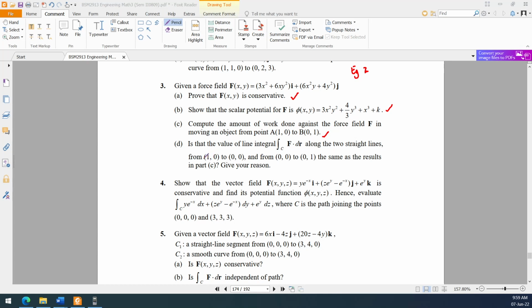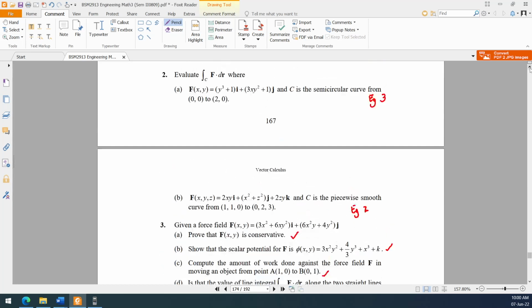You see, starting at (1,0), this goes to (0,0). The answer is no, because we said the answer is the same provided you have the same starting and ending point. Same starting and ending point, but you can have different paths.